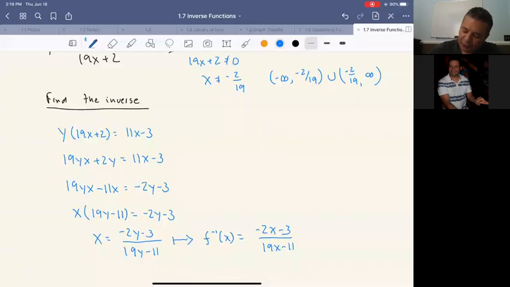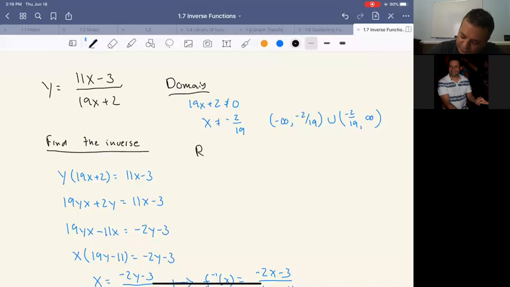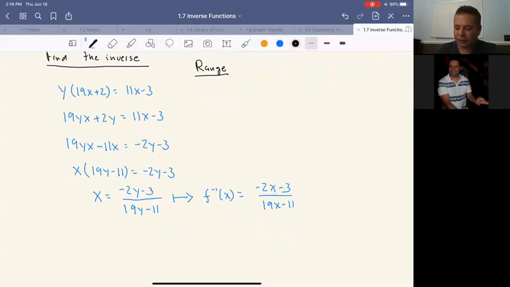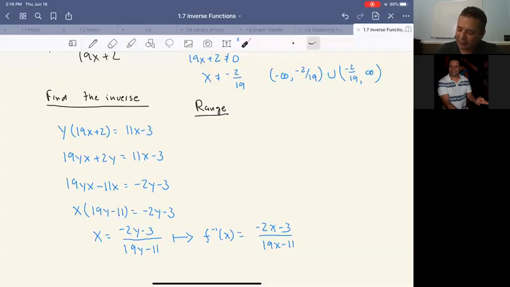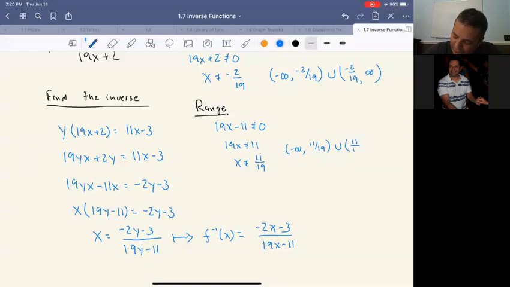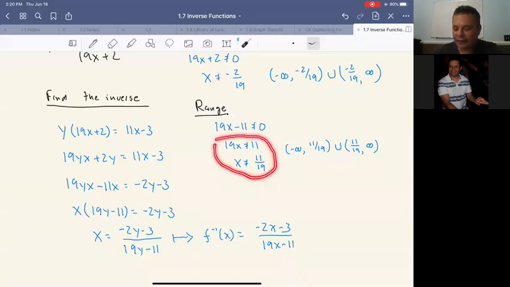So now, what is our range for our original function? Well, that means you have to stay away from dividing by 0 down here. So 19x minus 11 cannot equal 0. 19x does not equal 11. x cannot equal 11 over 19. So negative infinity to 11 over 19 together with 11 over 19 to infinity. This is actually the range. This is just the algebraic equation that we use to find that value that we had to throw out.